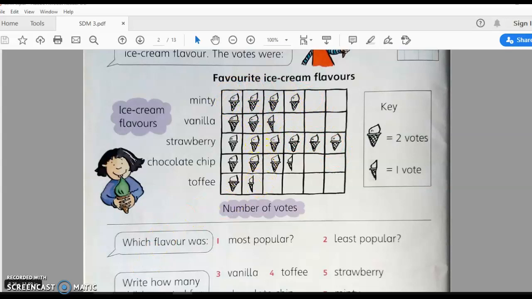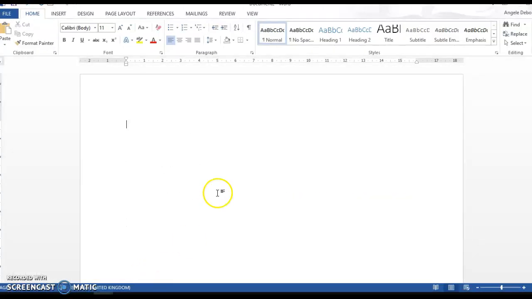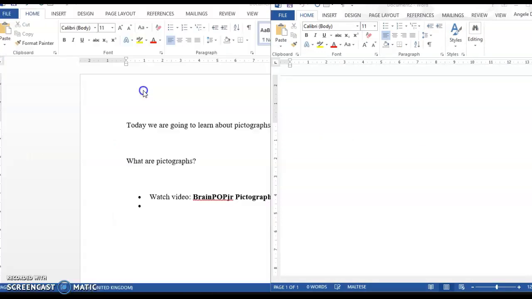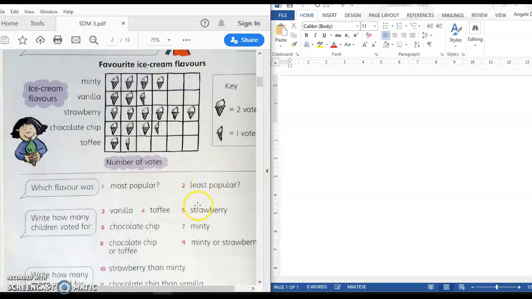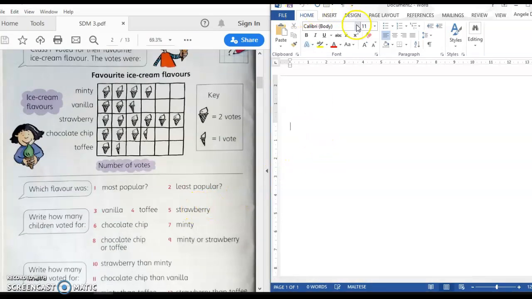So I would do it like this. Let me open my Word document here. And let me keep the question next to me. Alright? And I can start writing here, so that I can do it well. Or else you can use a piece of paper, obviously. So it's asking us, how many more voted for strawberries than minty? So we can write some notes. Strawberry had how many votes? Let's count together. 2, 4, 6, 8, 10, 12. It had 12 votes. On the other hand, minty had 2, 4, 6, 8. It has 8 votes. Okay?